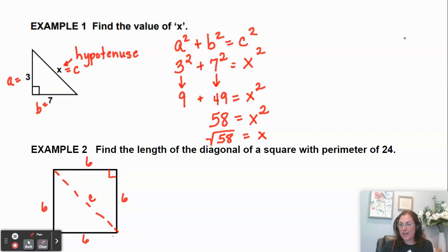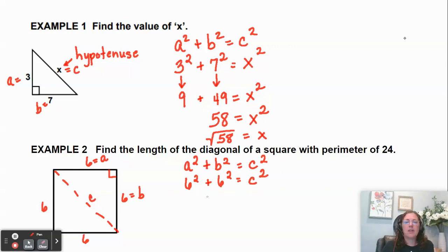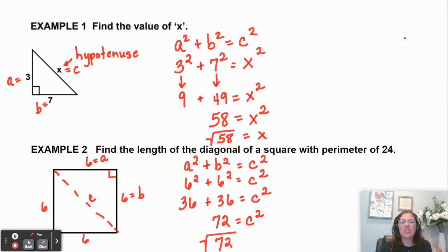Now we'll take one triangle, we'll let a 6 be A, we'll let a 6 be B, and we'll set up our Pythagorean theorem. So in place of A, I put a 6. In place of B, I put a 6. All right, 6 to the second is not 12, it's 36. And so now we can add them. 36 plus 36 gives me 72. And then don't forget, we don't want C to the second, we want C. So we take the square root of 72. And you'll get 8 something.